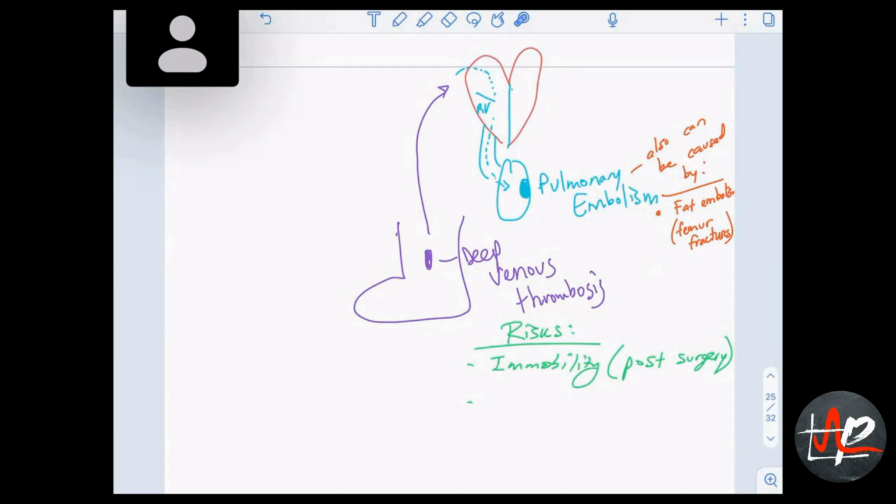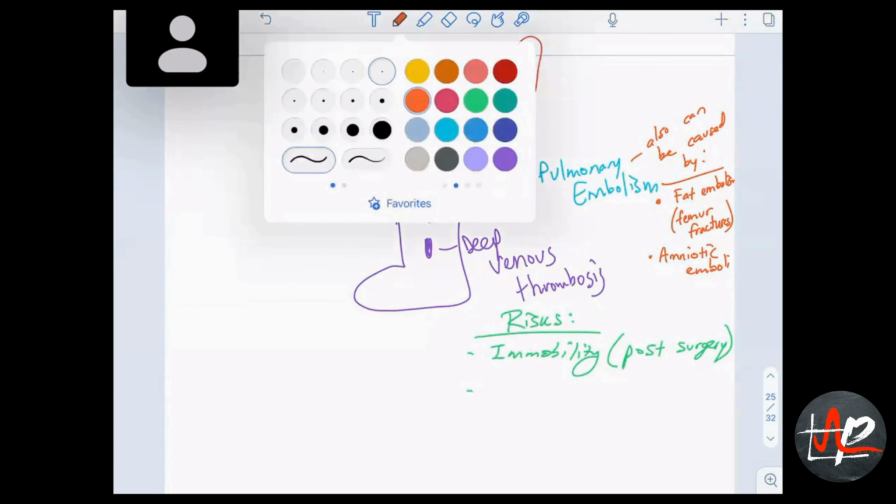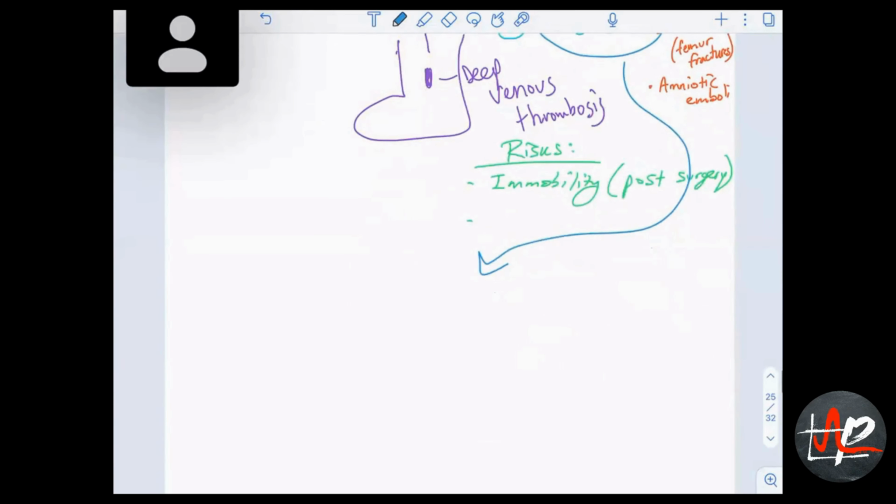Another thing is with pregnant patients, you can actually get it from amniotic fluid. So you can get amniotic emboli. And those are really the major ones. So DVT, fat emboli, and amniotic emboli. So whenever you have somebody with a PE, what really happens? So let me draw a little arrow over here. So PE, and we're going to discuss some of the pathophys.